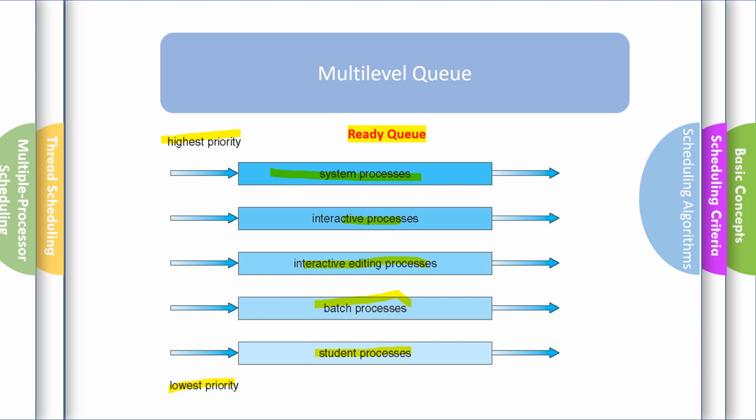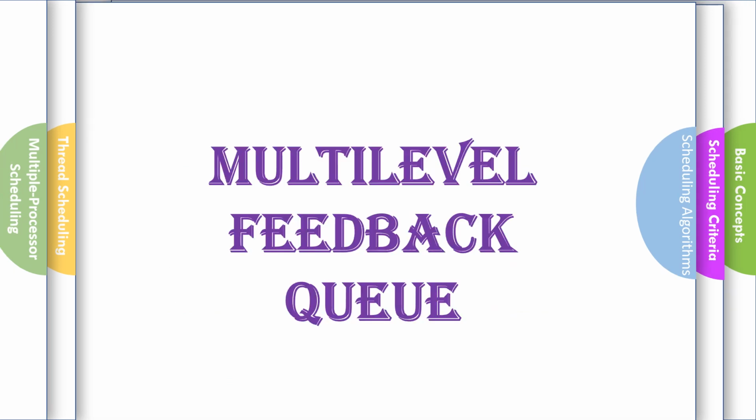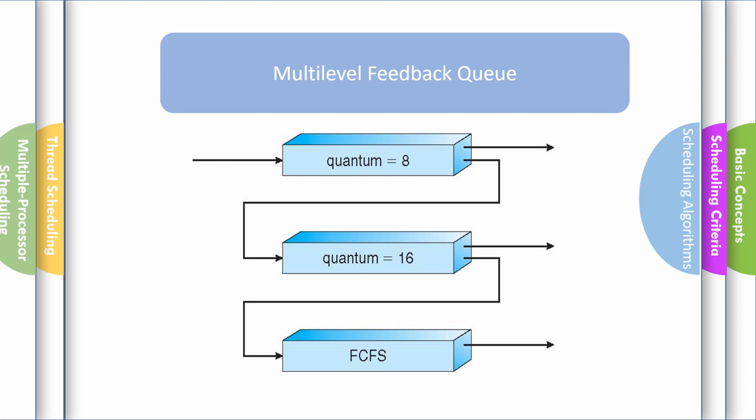Again, here there is a drawback: if system processes are continuously entering the system, then the other queues may not get the CPU for execution. So the best way is to use a multi-level feedback queue. In a multi-level feedback queue, a process will enter, for example, a round robin first queue with a time quantum of 8. If that process doesn't finish within 8 milliseconds, we put it into the next queue, which has a quantum of 16. Then again, if it doesn't finish, it means the process is too huge to finish, so we put it into an FCFS queue.